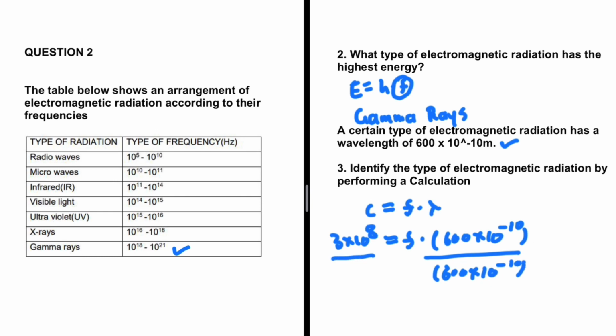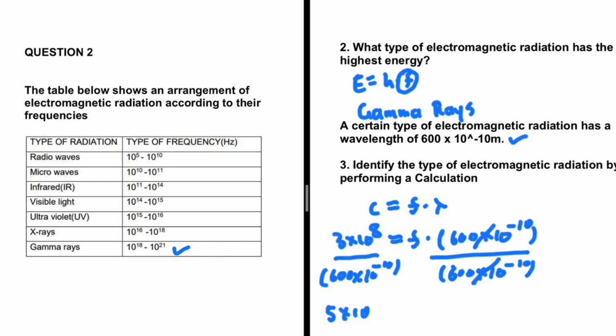3 times 10 to the power 8 divided by 600 times 10 to the minus 10. On the right hand side, those two will cancel out. 5 times 10 to the power 15 hertz is equal to the frequency. So now it's just up to us to identify which frequency is 10 to the power 15 in our list provided. Clearly it is ultraviolet, 10 to the power 15 to 10 to the power 16.